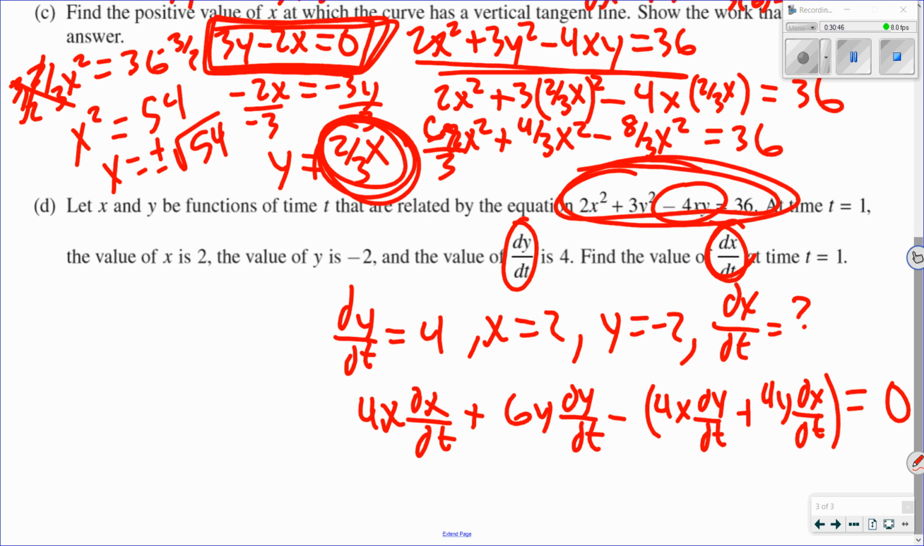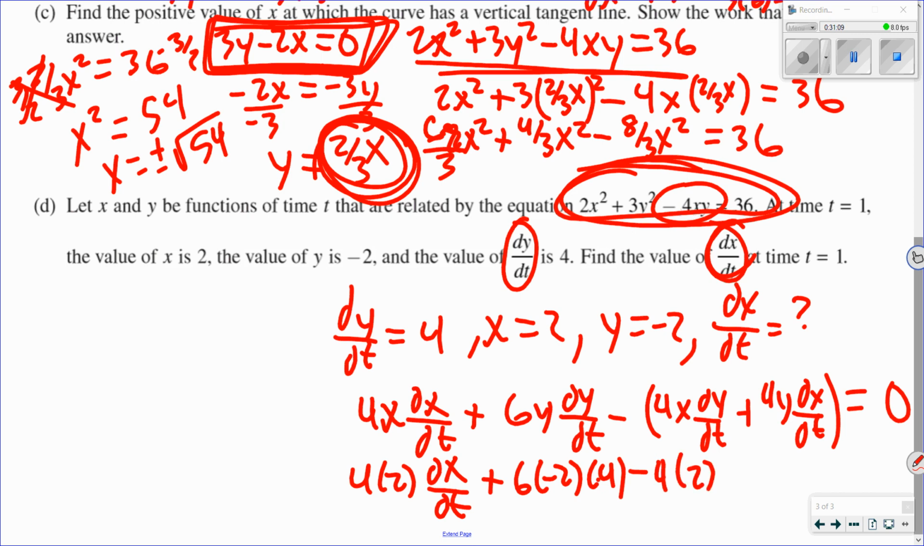So I know 4 times x, which equals 2. I don't know dx/dt, I'm trying to find that. Plus 6 times y, y is negative 2, and dy/dt is 4. Minus, I'm going to carry that negative 3, so it's minus 4 times 2 times dy/dt, which is 4. And then carry it through again, it would be minus 4 times negative 2 times dx/dt equals 0.